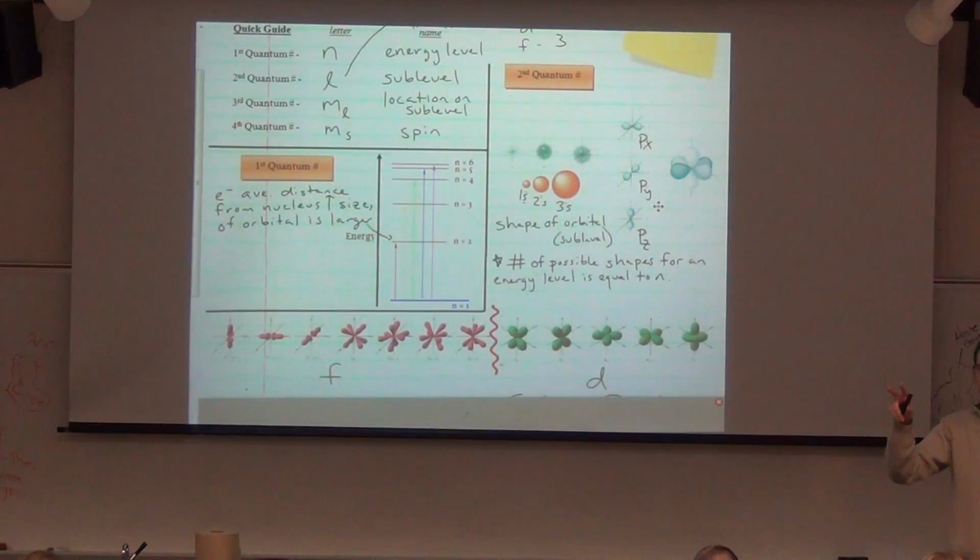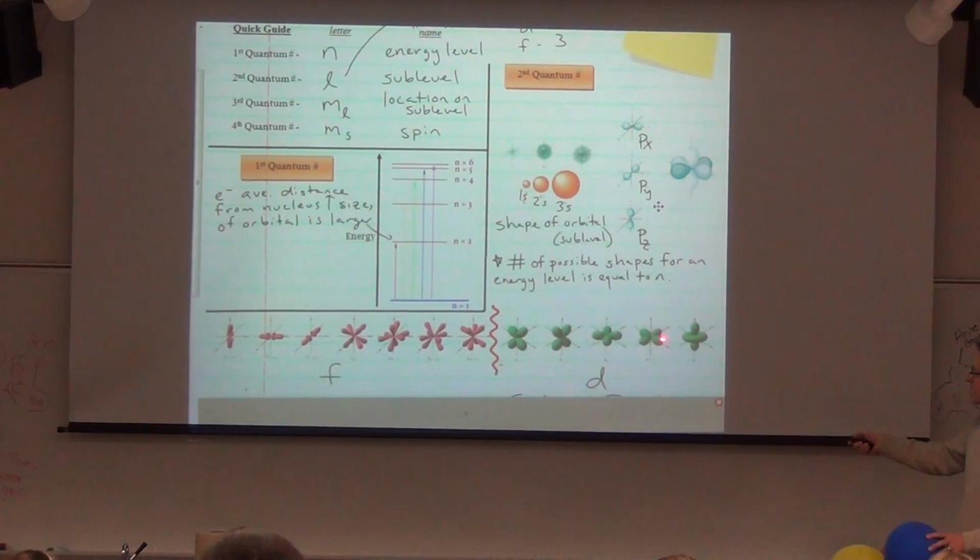Second energy level has a possibility of 2. So the second level has an S and a P. The third level has an S, a P, and a D. You do not need to know exactly what these all are.